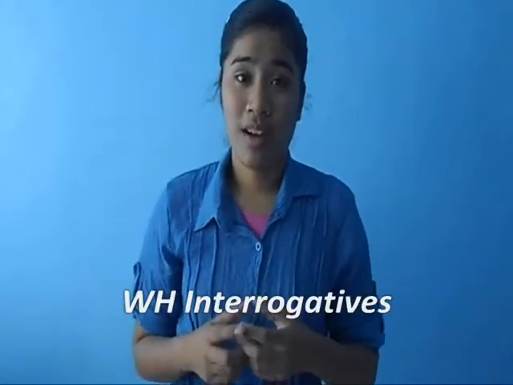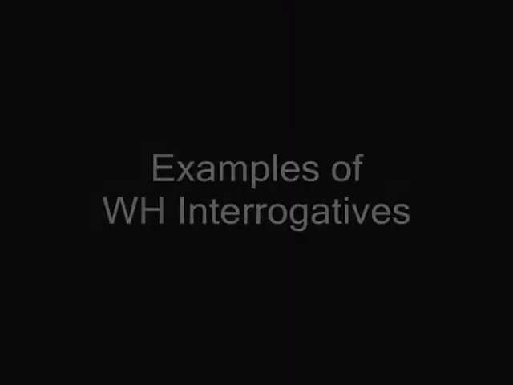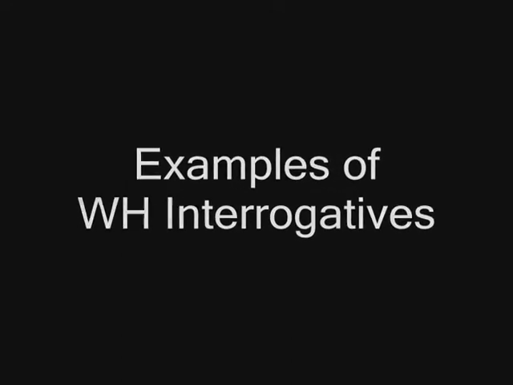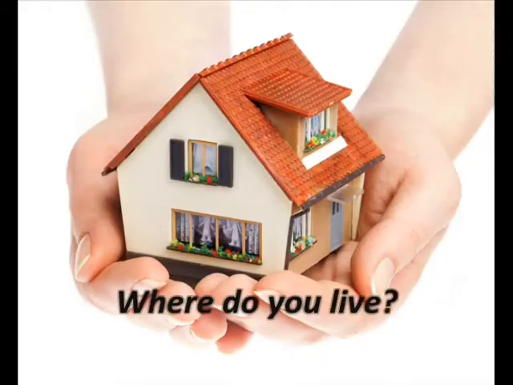The third type of the interrogative is called the WH interrogatives. These interrogatives begin with a WH word and it responds with a simple sentence. Here are some examples of WH interrogatives. What are you doing? Where do you live?